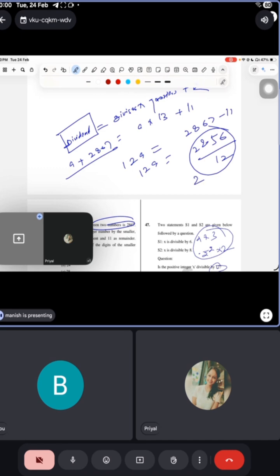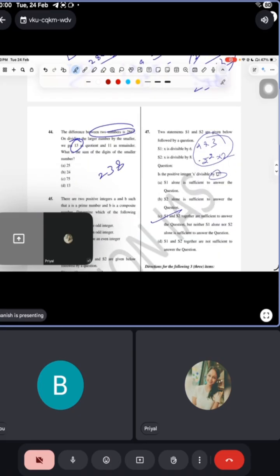12 twos are 24, and 4 5. So 12 threes are 36, and 12 eights are 96. Yeah, 238 I got. Now the question is saying sum of the digits. So tell the answer. 8 plus 3 is 11, plus 2 is 13. 13. This is the answer.